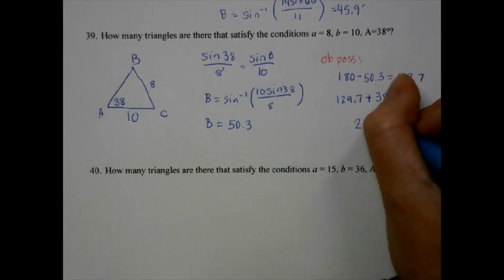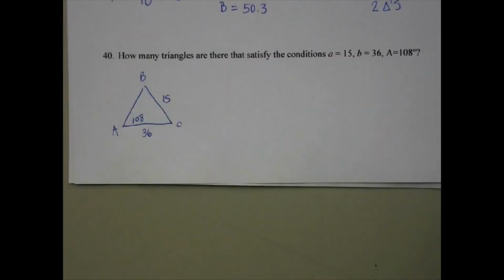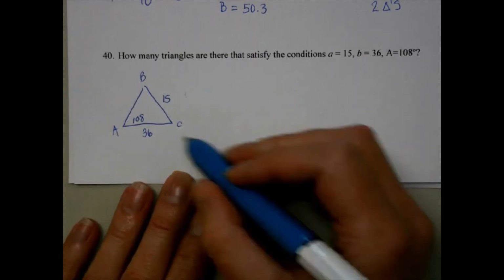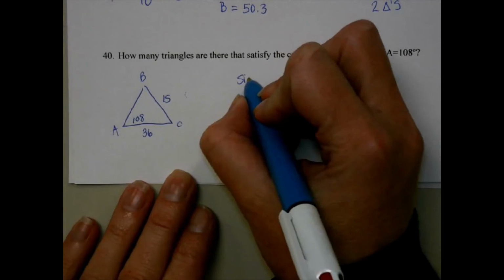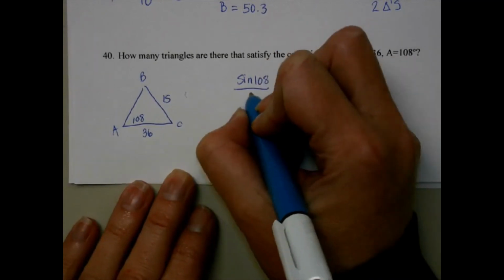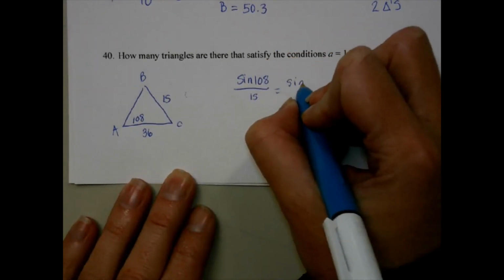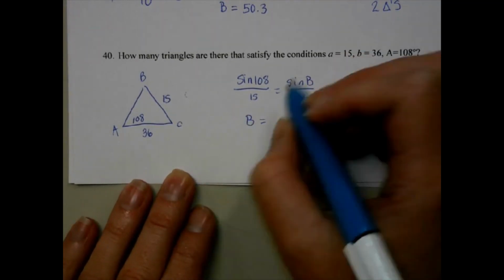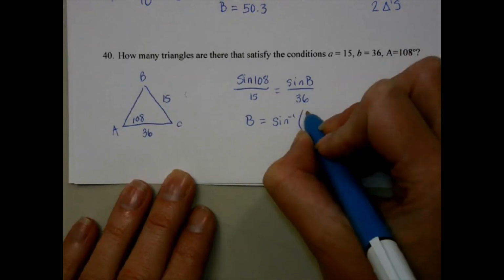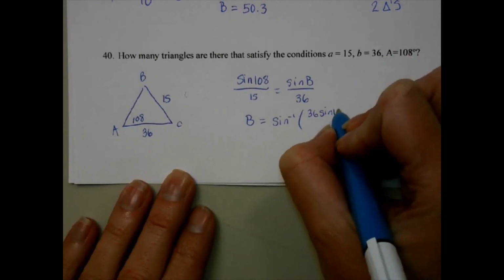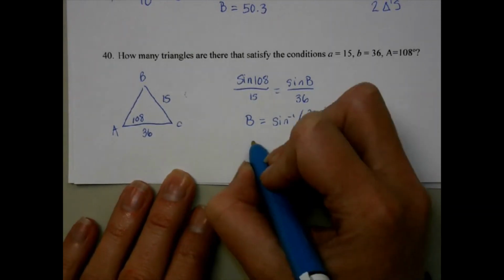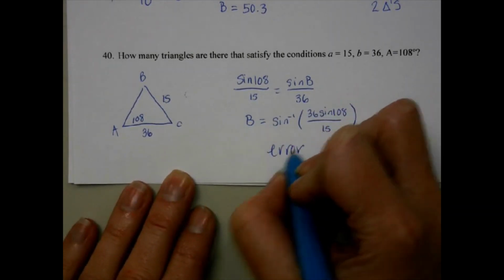Then our third one, you might be able to tell just because of these numbers, but let's go ahead and do the math. So sine 108 over 15 is equal to sine of B over 36. B then is equal to the sine inverse of 36 sine 108 over 15. And you get error, which means there is no triangle.